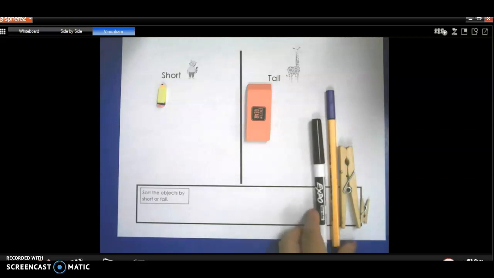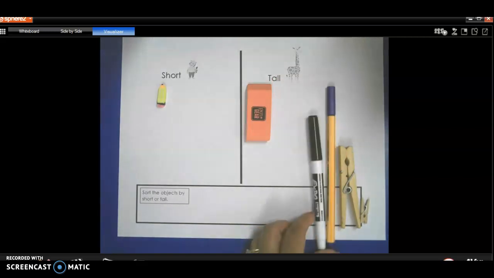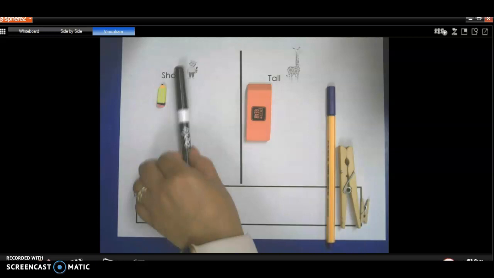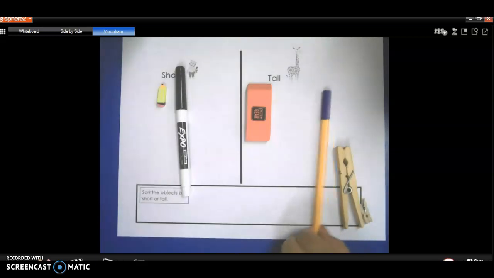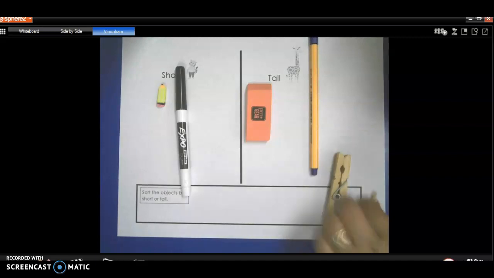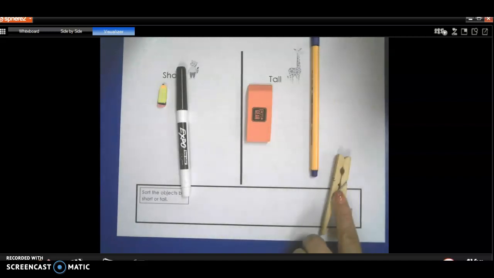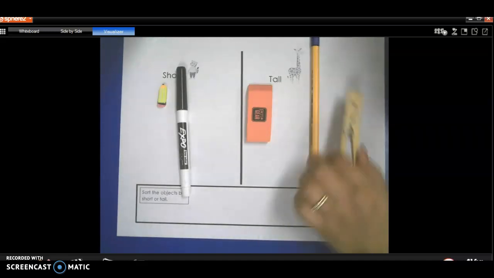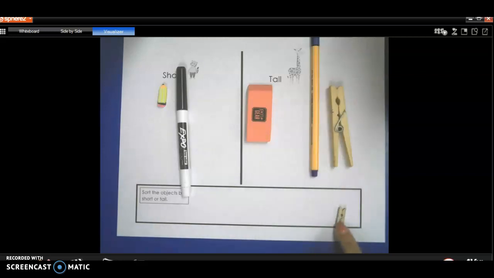And these two, we already compared them earlier, right? We said that this one's shorter, so we'll put it on the shorter side. And this one was taller, so we'll put it on the tall side. And then we looked at the clothespins and we decided that this one is taller, and this one is shorter or shortest. So we'll put it over here. Okay? That's how you're going to do your homework.